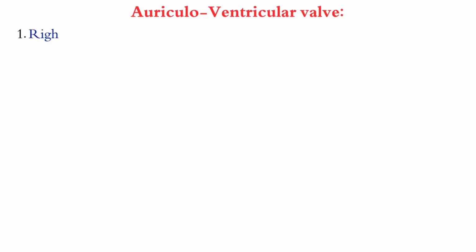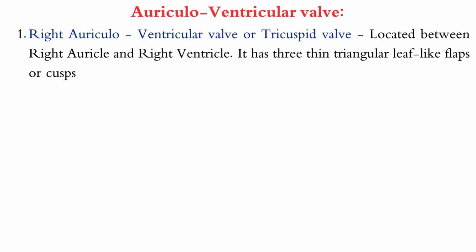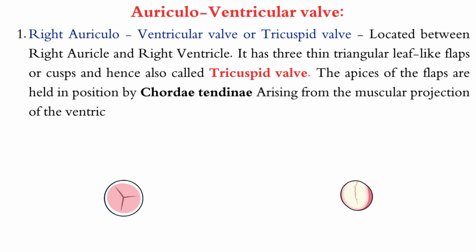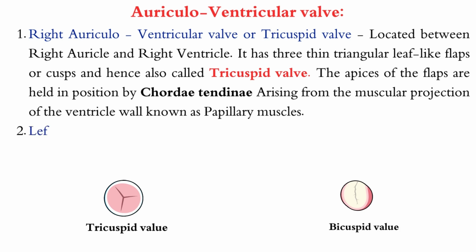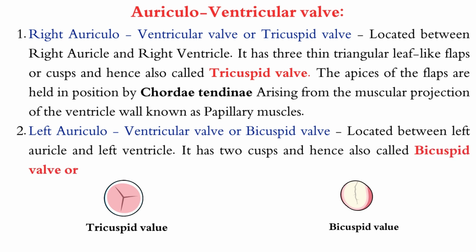Auriculoventricular valves. Right auriculoventricular valve or tricuspid valve, located between the right auricle and right ventricle. It has three thin triangular leaf-like flaps or cusps, and hence is also called the tricuspid valve. The apices of the flaps are held in position by chordae tendineae, arising from the muscular projections of the ventricle wall known as papillary muscles. Left auriculoventricular valve or bicuspid valve, located between the left auricle and left ventricle. It has two cusps and hence is also called the bicuspid valve or mitral valve.